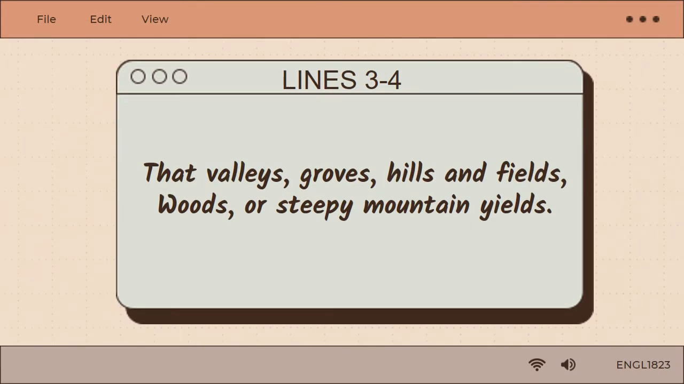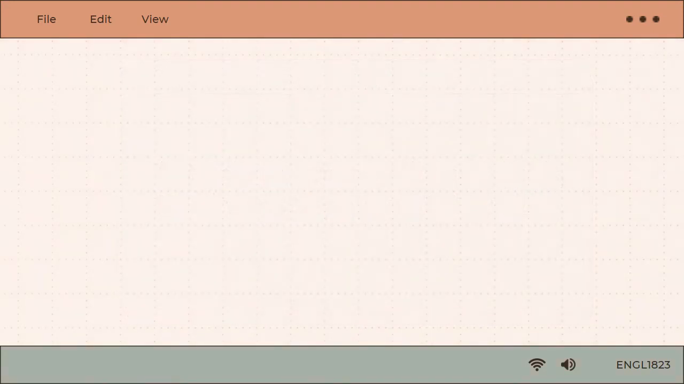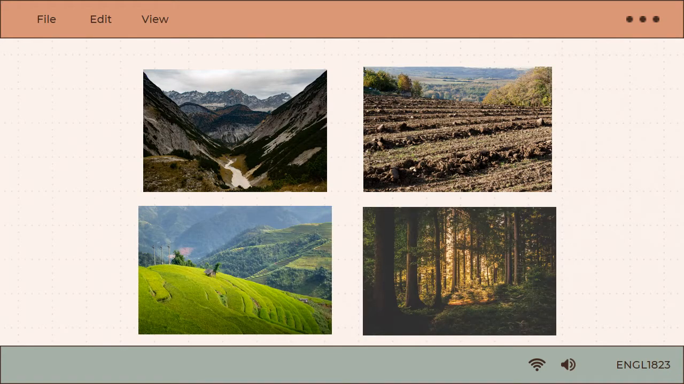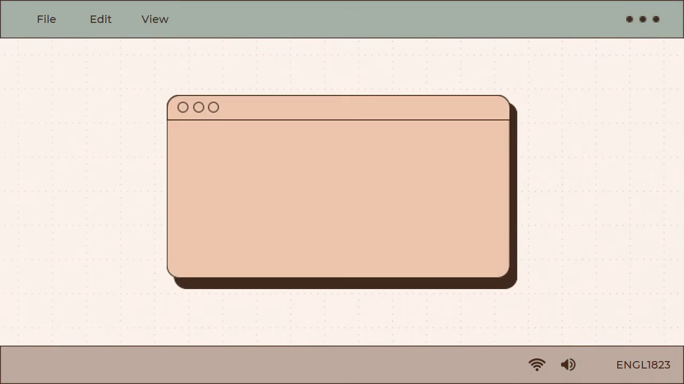Let us now jump to lines 3 and 4. "That valleys, groves, hills, and fields, woods, or steepy mountain yields." Valleys, groves, hills, and fields, woods, steepy mountains. Now we're getting somewhere as far as establishing a location goes. We now know that the pleasures referenced in line 2 are the pleasures of the outdoors, more specifically, the countryside.